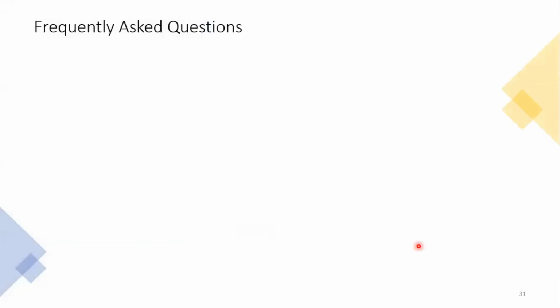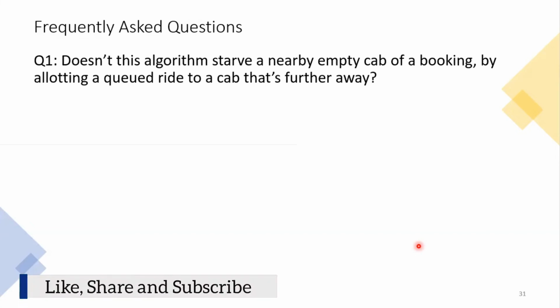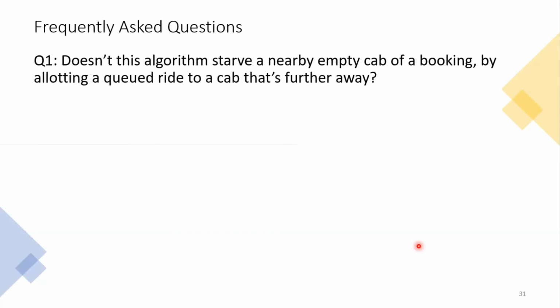Let's do a set of quick questions that I usually hear about this talk, which is, doesn't this algorithm starve a nearby cab? So there might be a cab waiting nearby, and there's another cab that is currently serving someone else and coming close to the drop location. Wouldn't the waiting cab be starved? Now, the proof of the pudding is in the eating. The fact that the dry run reduced from 2.1 kilometers to about 1.5 kilometers, or even less, 1.2 kilometers, is proof that this thing works. So the empty cabs weren't starving.